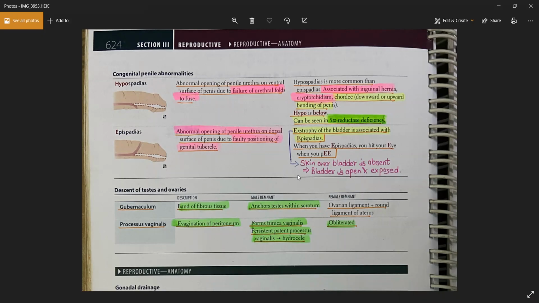Does anyone remember a similar pathology with the spinal cord, where you can see the spinal cord very easily with your eyes? Myelomeningocele. Not the myelomeningocele.